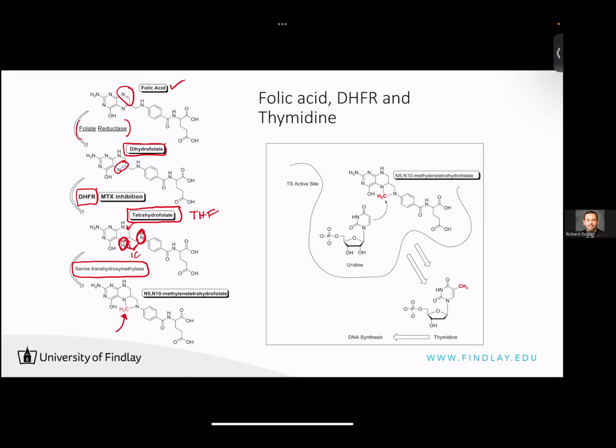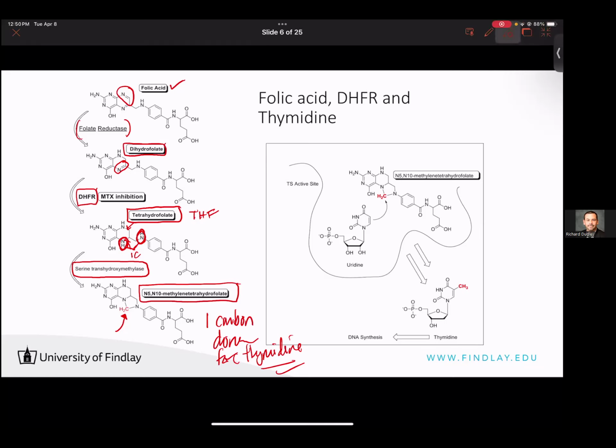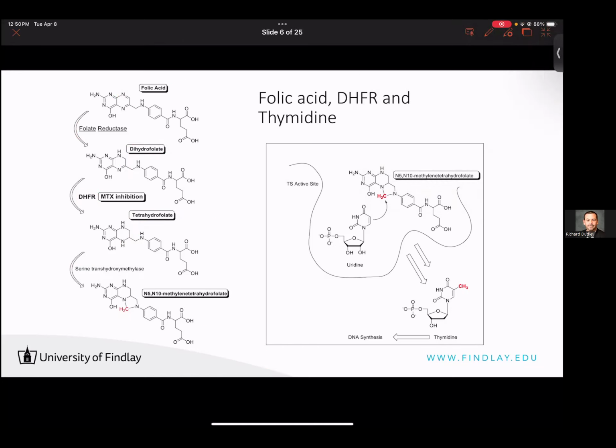And when that enzyme bridges those two nitrogens together, we end up with an intermediate that we call N5N10 methylene tetrahydrofolate. And this is the one carbon donor. That's the one carbon donor for thymidine synthesis. All right. Let's remove that and let's revisit this.